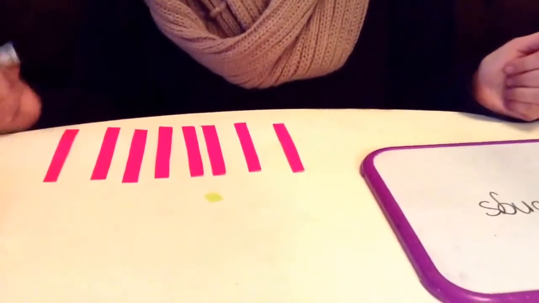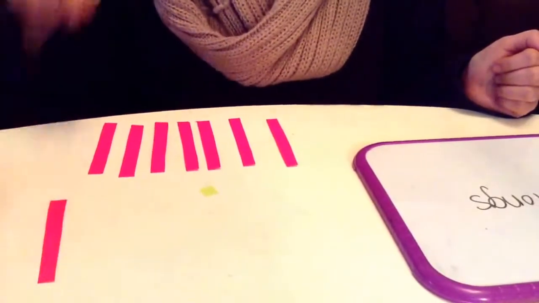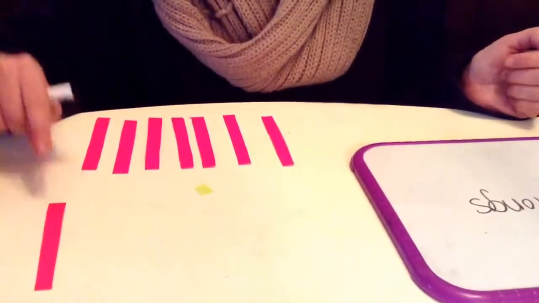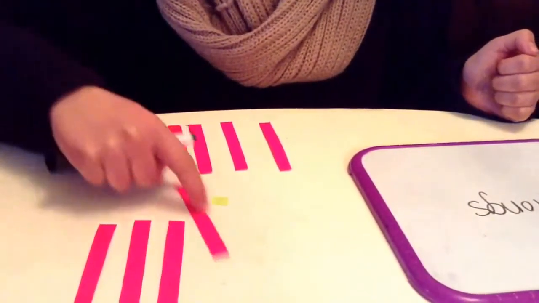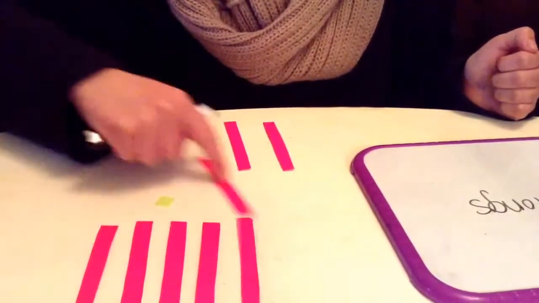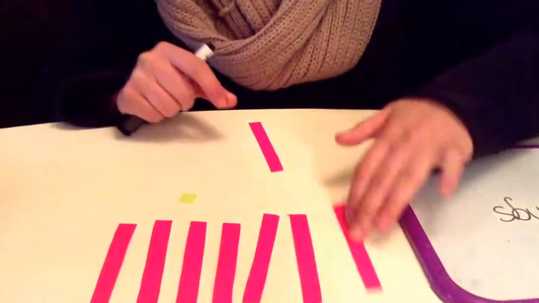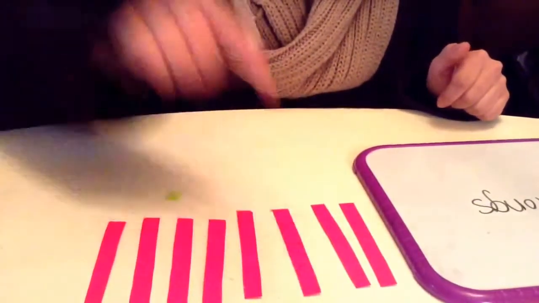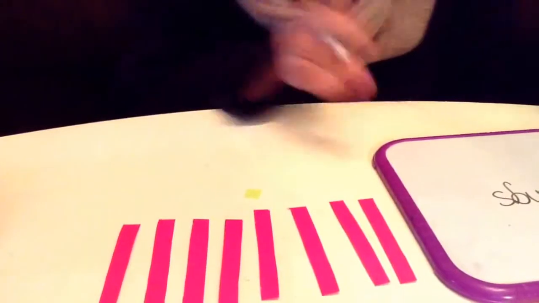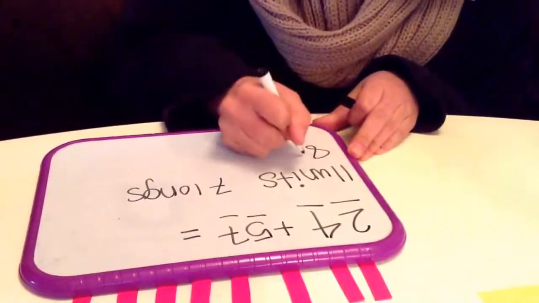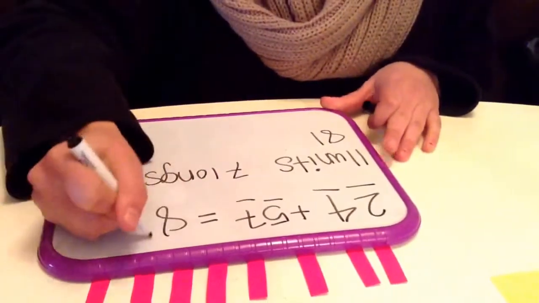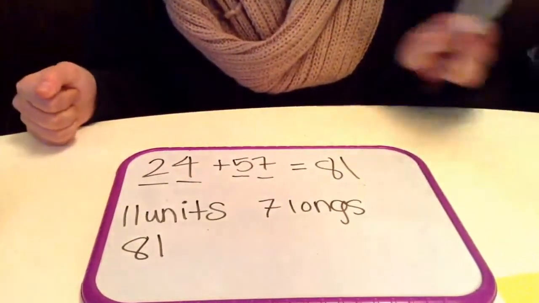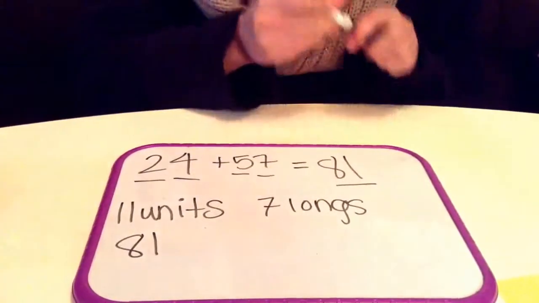So let's count up our total. 1 long equals 10. So we're going to count by tens. 10, 20, 30, 40, 50, 60, 70, 80, and 1 unit. So 81. We just found out that 24 plus 57 equals 81. This means that Hannah has a total of 81 pencils.